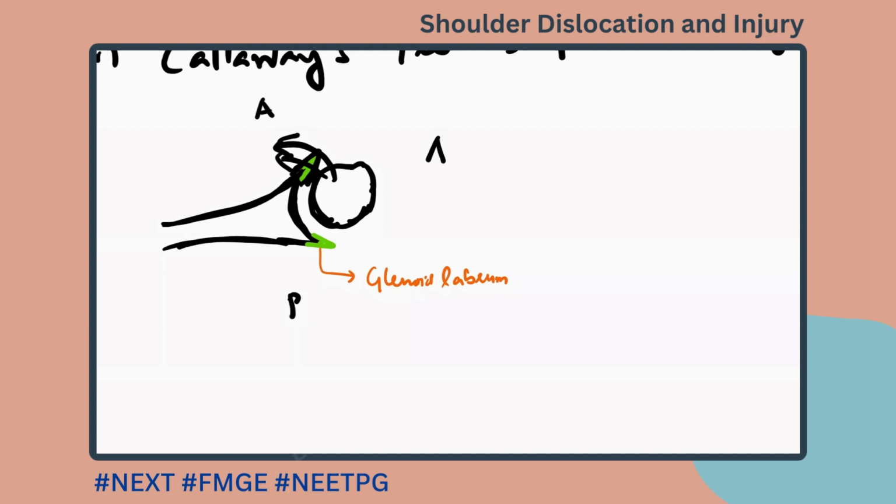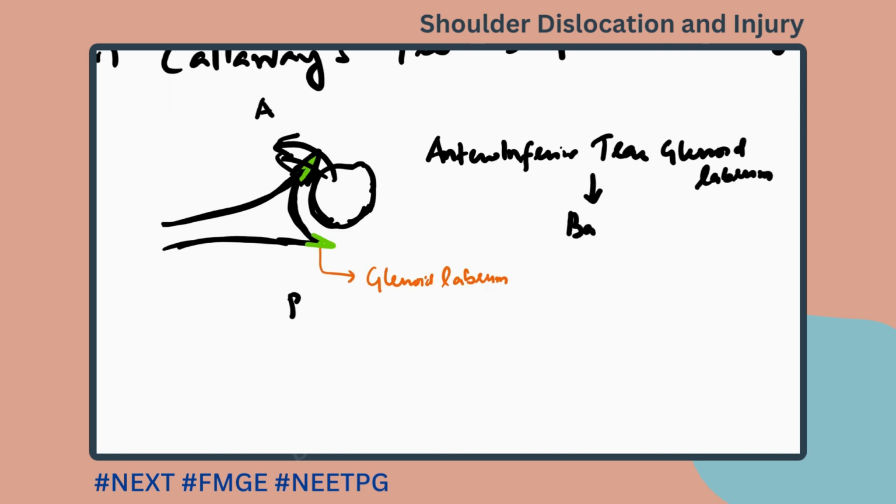So, whenever an antero-inferior tear of the glenoid labrum happens, please, these words are very important, that lesion is called Bankart lesion. Okay, clear? So this tear happens in the glenoid labrum whenever the shoulder joint dislocates anteriorly. So the antero-inferior tear of the glenoid labrum is called Bankart lesion.